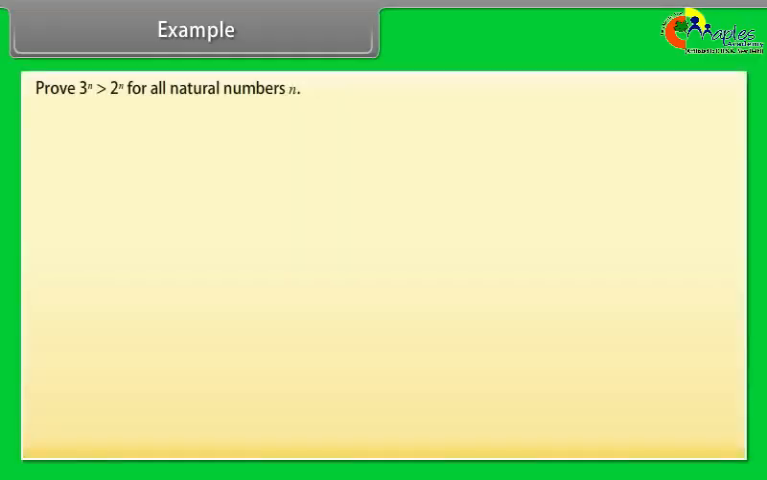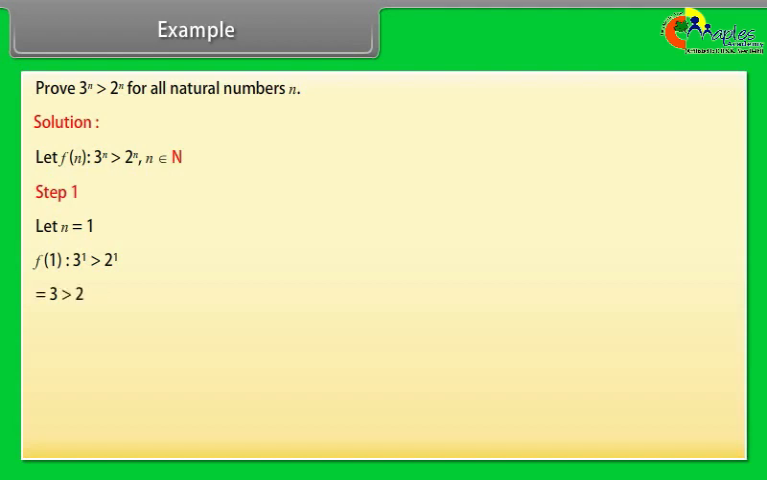Example. Prove 3 raised to power n is greater than 2 raised to power n for all natural numbers n. Solution. Let f of n is equal to 3 raised to power n greater than 2 raised to power n. N belongs to capital N. Step 1. Let n is equal to 1. f of 1 such that 3 raised to power 1 greater than 2 raised to power 1 is equal to 3 is greater than 2.